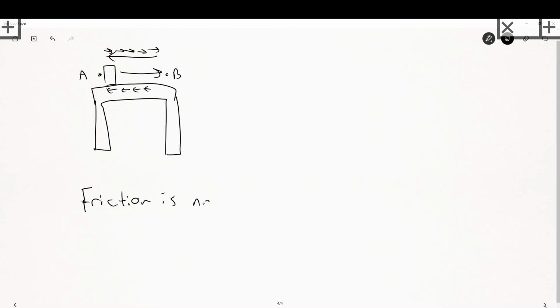is not conservative, because the work done is always negative.